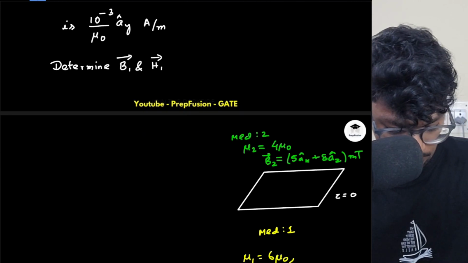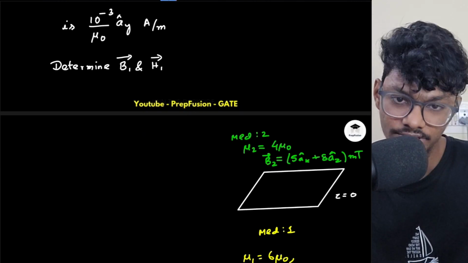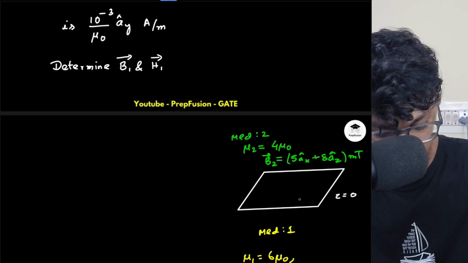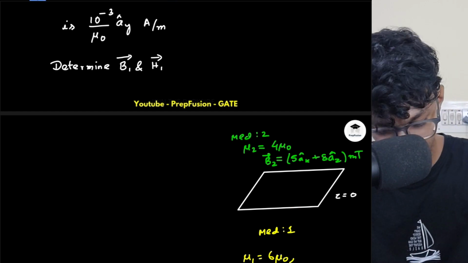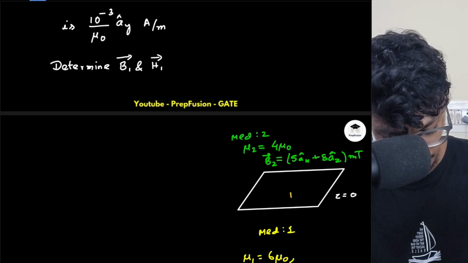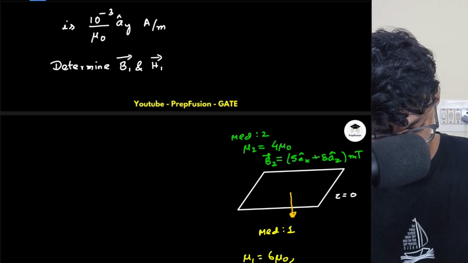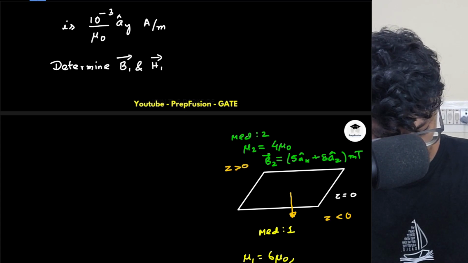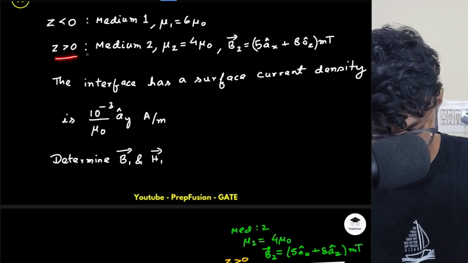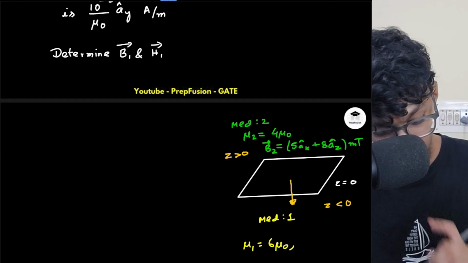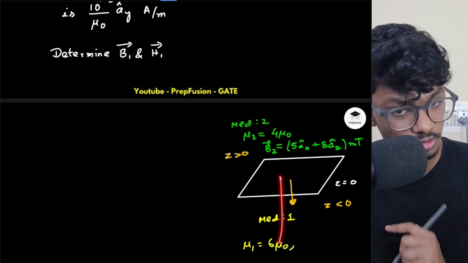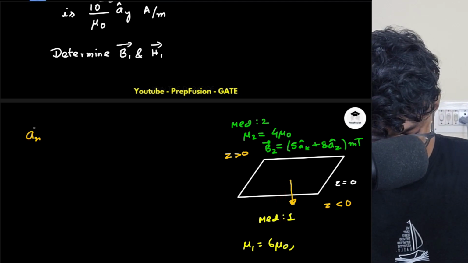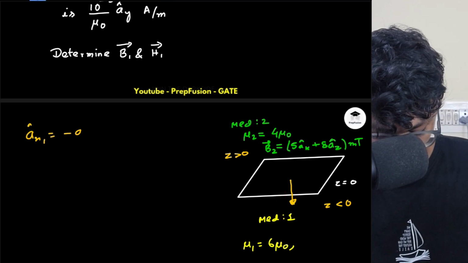So obviously we will do the normal component. So here, right, I don't need to do that cross thing. I know what is a normal component. Normal component about the medium, my reference is again going towards medium 1. So this is z less than 0, this is z greater than 0, correct? That is what is mentioned to me. Z greater than 0 is medium 2, z less than 0 is medium 1. But my reference will be z less than 0 because I will always go towards medium 1. So my an1 will be minus az cap this time.